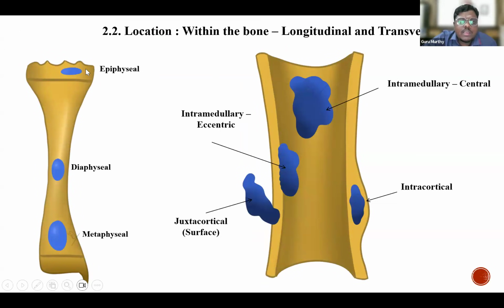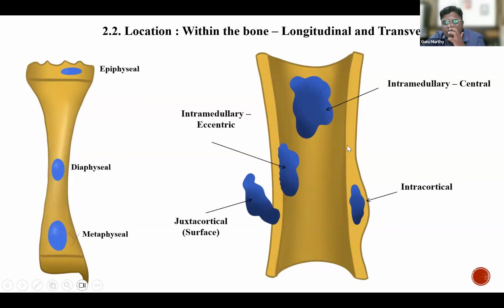Longitudinally, it can either be in the epiphysis, that is the ends of the bone, or it can be in the diaphysis, which is the center of your shaft, or in the metaphysis, which is the area between your diaphysis and epiphysis near your growth plate. So this will further narrow down your differential diagnosis.